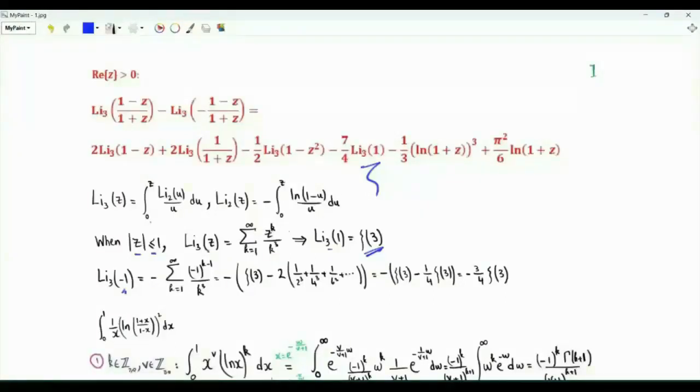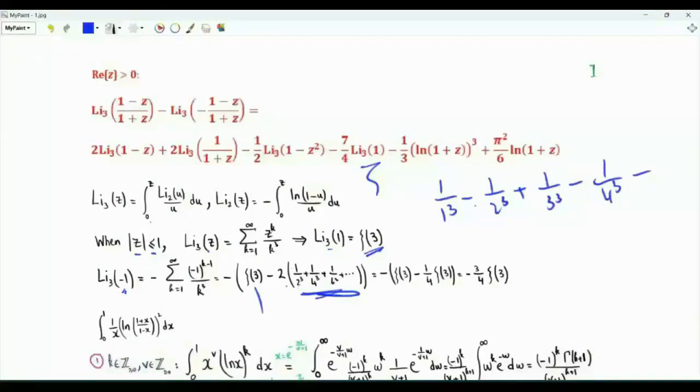The trilogarithm of minus 1 is minus the summation k from 1 to infinity of minus 1 to the k minus 1 over k cubed. This is 1 over 1 cubed minus 1 over 2 cubed plus 1 over 3 cubed minus 1 over 4 cubed and so on. If all the signs are positive, we have zeta of 3. To account for those minus signs, we subtract double the sum involving the even positive integers.